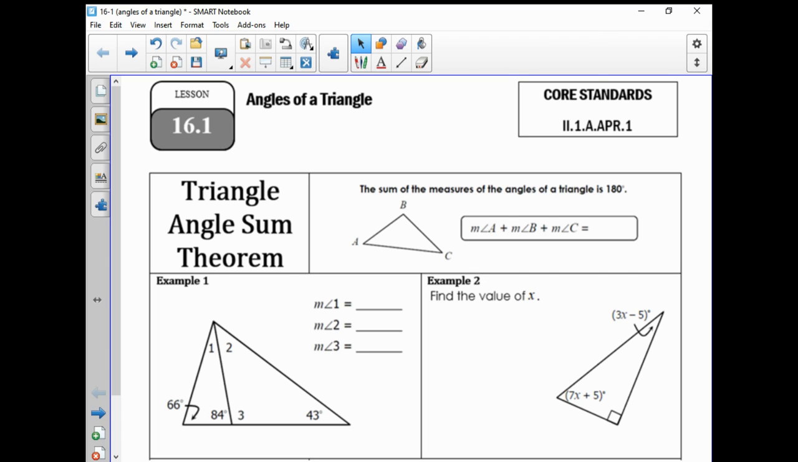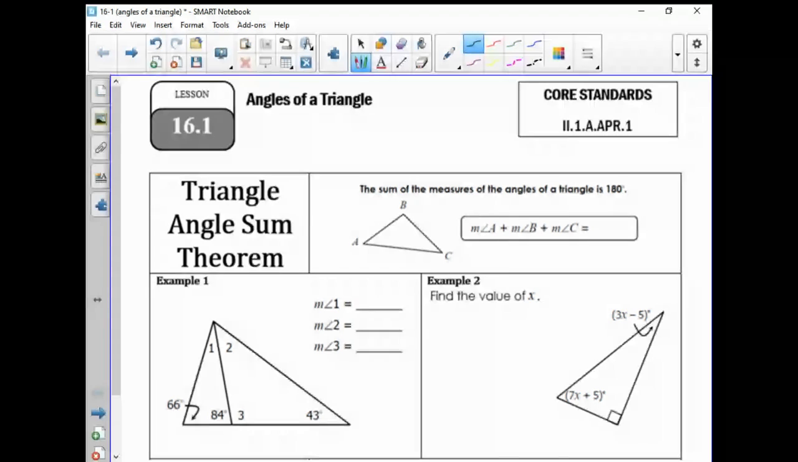Right, welcome back. We're now on Unit 16, which is about congruent triangles. But before we get there, we're going to start off with a few of our really common ACT test questions about the triangle sum theorem.